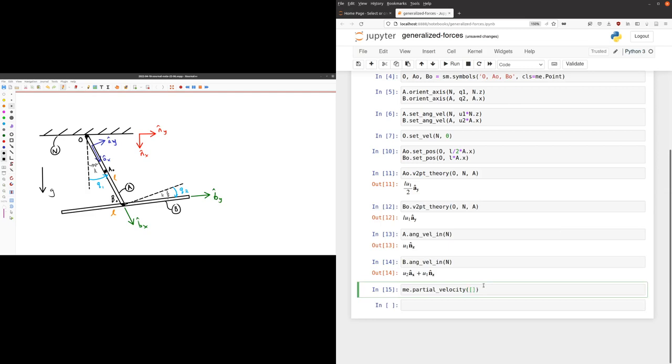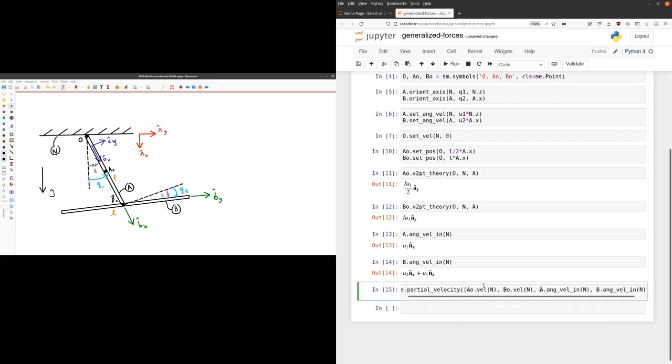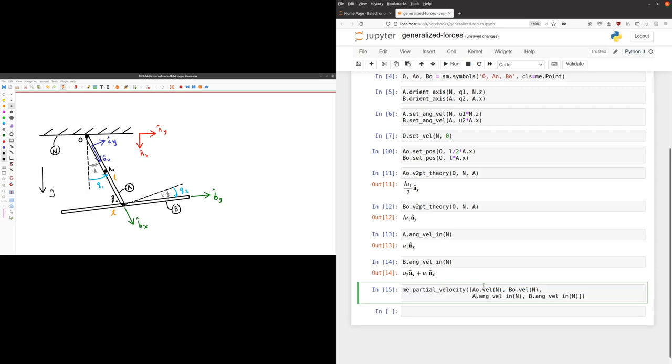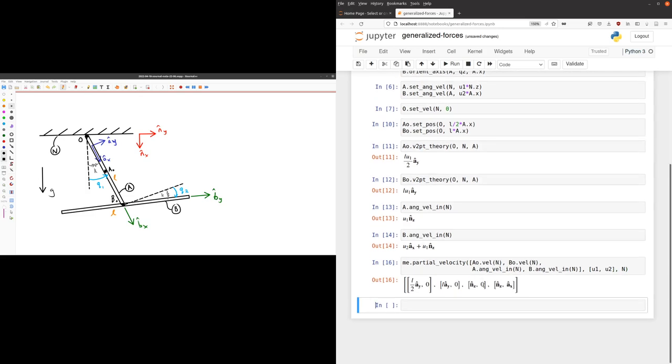So if I do AO.velocity in N, BO.velocity in N, and then A.angular_velocity_in N, and B.angular_velocity_in N, those are the velocities we're interested in. We've got u1 and u2 as the speeds, and then it's all in the N frame. So that gives me all of the partial velocities there.